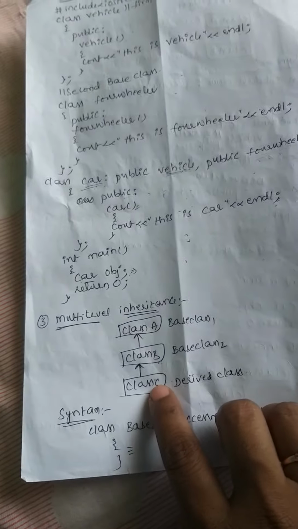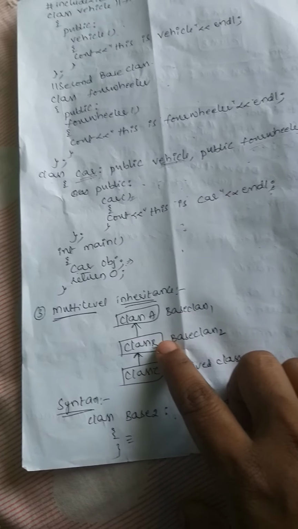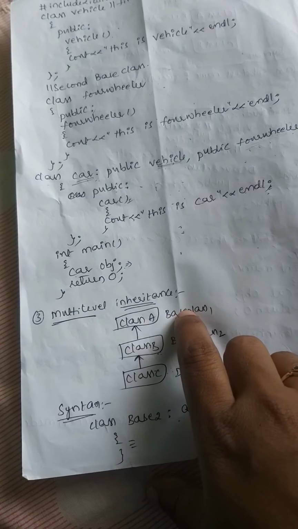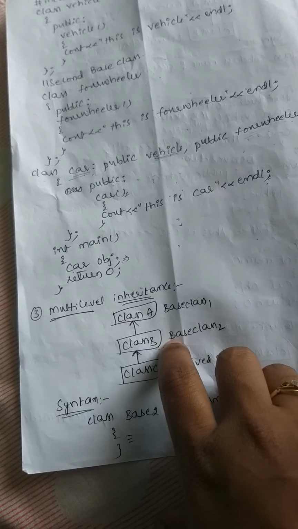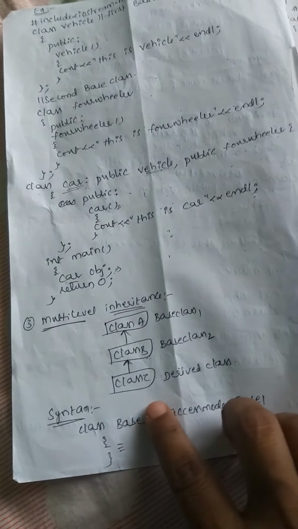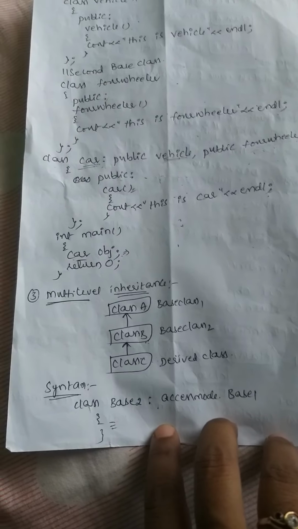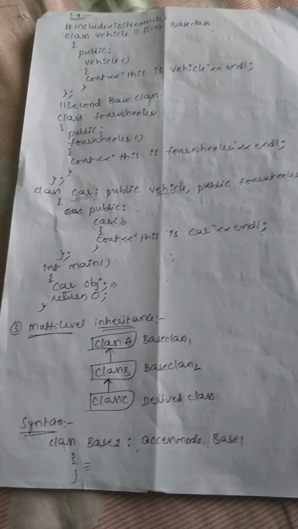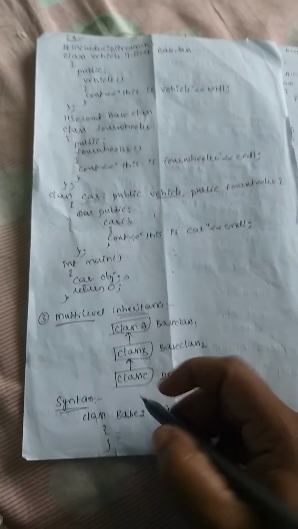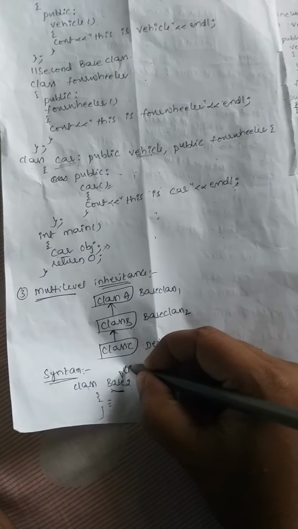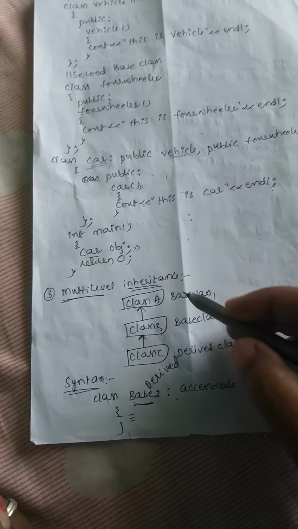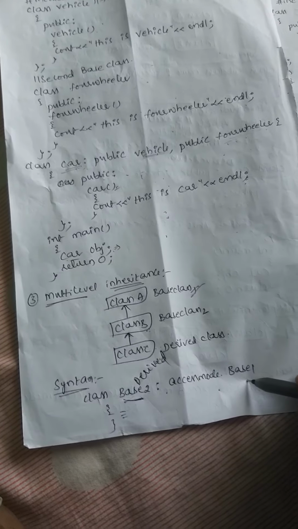In this example, class C is a derived class which is deriving from another derived class. Here class A is a base class which is derived into class B. Again, this class B is derived into class C. So the syntax for multi-level inheritance is: class derived class, access mode, base 2, where base 2 is a derived class, and base 1, class A, is a base class.